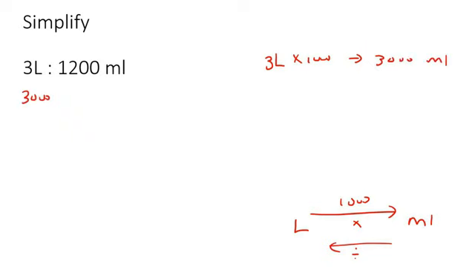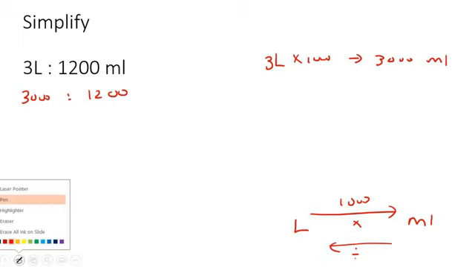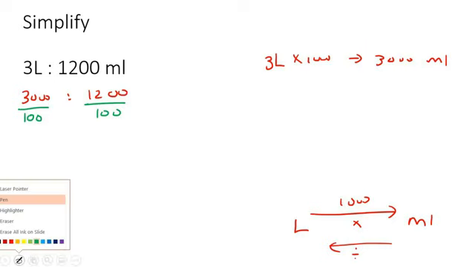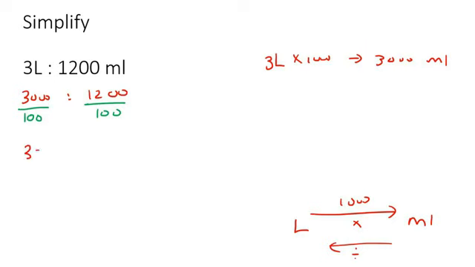So we now have 3,000 and 1,200. Okay, now you need to find a number that can go into both. And use the biggest number that you can, because it just makes your life a little bit faster or easier. But if you choose a smaller number, it is fine. It will get to the same answer eventually. Okay, so that's going to give us 30. And then over here, we're going to end up with 12.